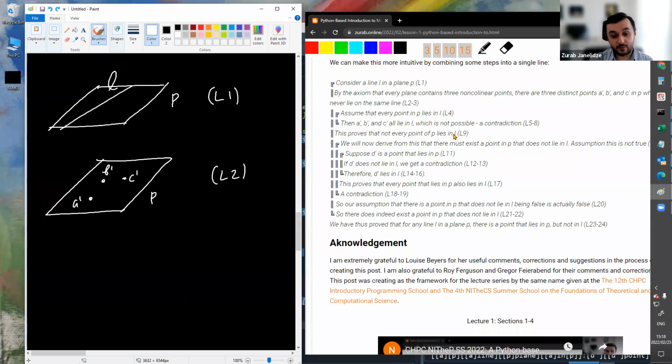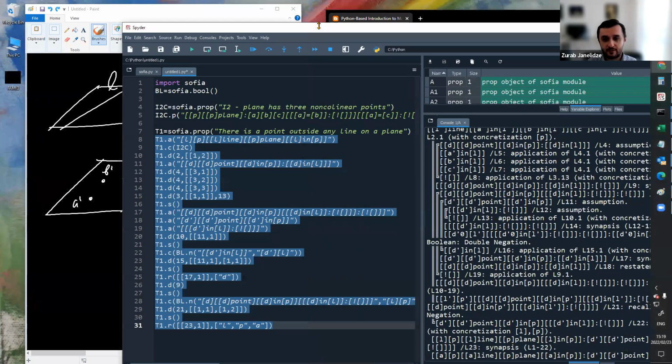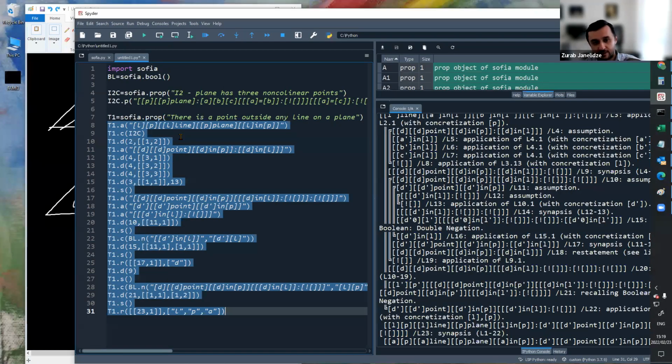But is that what we want to prove? We want to prove that there is a point in P that does not lie on L. But what we proved so far is that it's not true that every point of P lies in L. So are these two things the same? Logically, they are the same, but it still takes a proof to establish they're the same, and the rest of the proof does that. Okay, now we can go back to the fully formal proof, but we're going to build it up step by step.